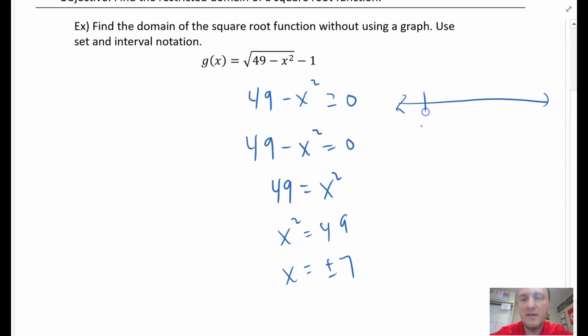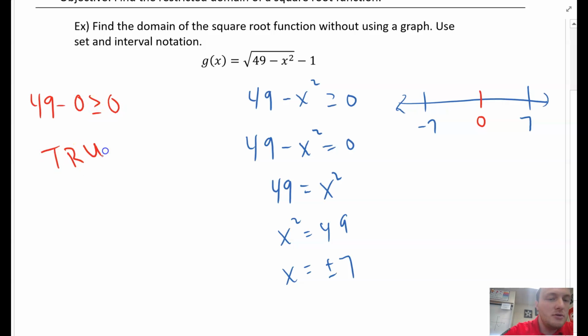Okay, and over here I have negative 7. Over here I have positive 7. And I want to test, so I'm going to test 0. Now when I plug in 0, we get 49 minus 0 is greater than or equal to 0. This is true. So that means in this region from negative 7 to 7, this is my domain.